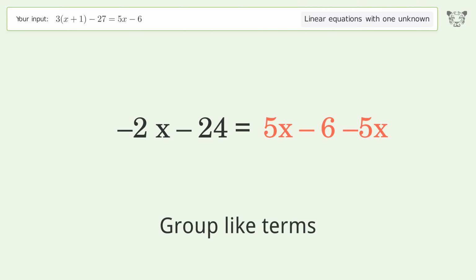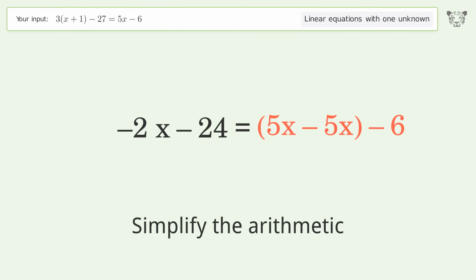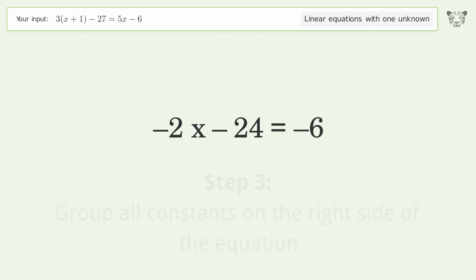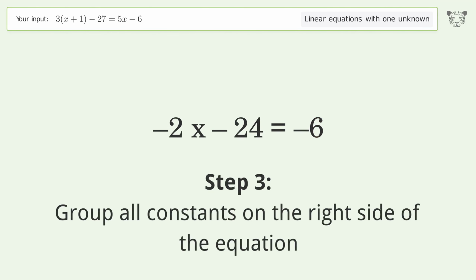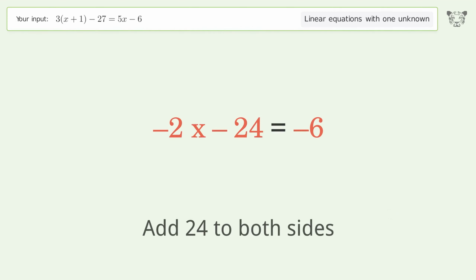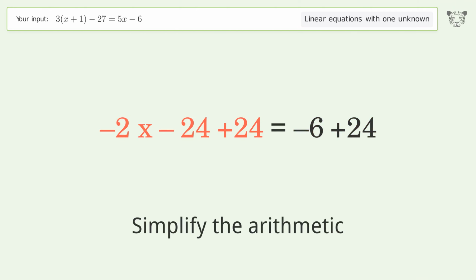Group like terms. Simplify the arithmetic. Group all constants on the right side of the equation. Add 24 to both sides. Simplify the arithmetic.